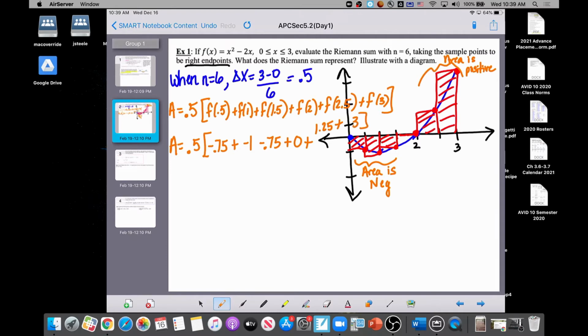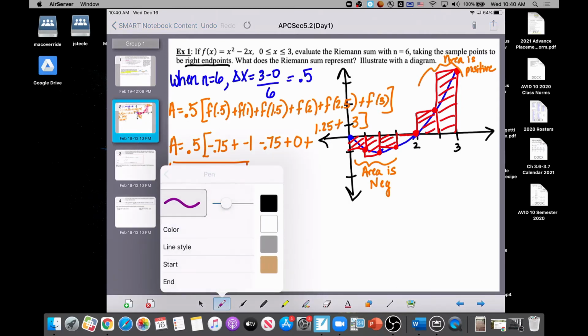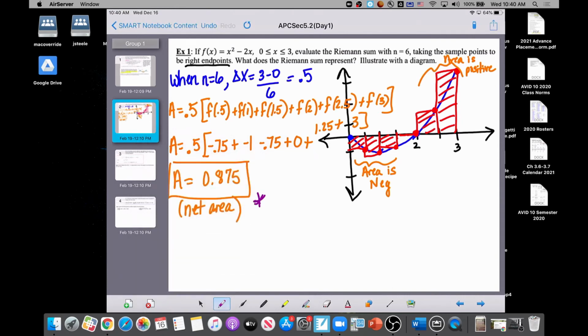So we add those numbers up and we multiply by 0.5, and we get that our area is equal to 0.875. Okay, and again, this is already our net area, right? Because we've basically considered the areas below the x-axis to be negative and the areas above the x-axis to be positive. All right, so let's write down what that means.